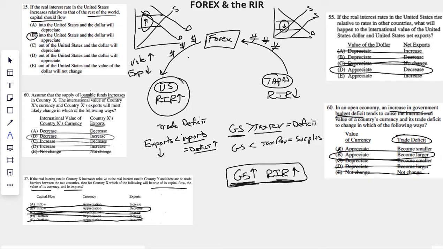A bit tricky to get all that into your brain and make sense of it. So again, a trade deficit is anytime exports are less than imports. If the value of our currency increases, we would have even less exports. So that would make our deficit go up a little bit higher.